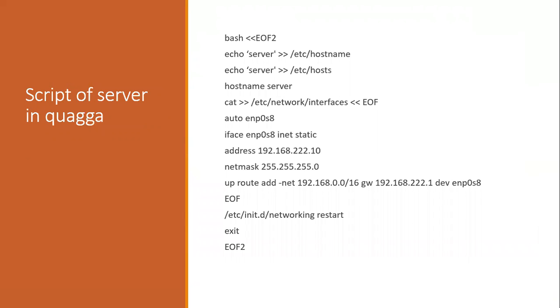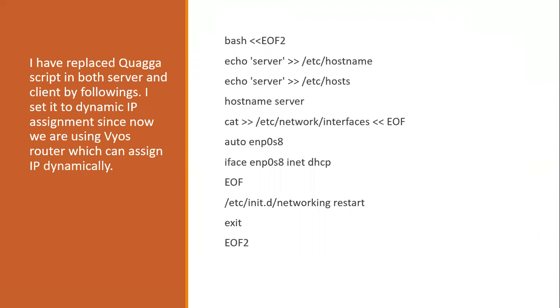So this is a script of the server in Quagga. Here I have set inet to static and assigned the IP address of the server with the net mask. And I've also assigned a default gateway for that server. I replaced the Quagga script in both server and client with the following. I set it to dynamic IP assignment since now we are using the VyOS router which can assign IP addresses dynamically. So we can see here that inet is DHCP.